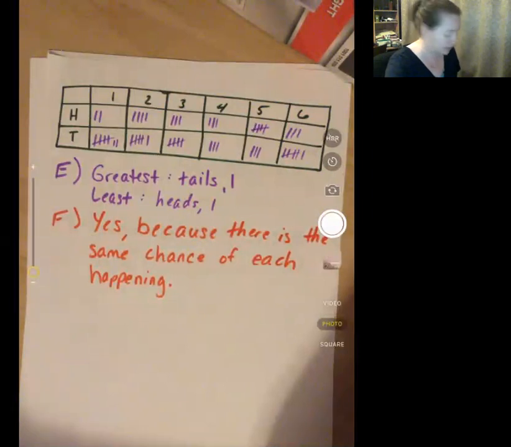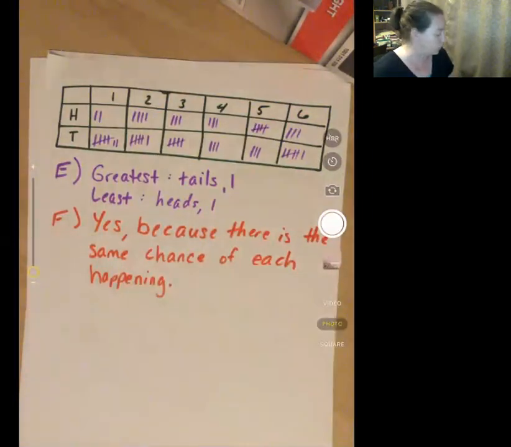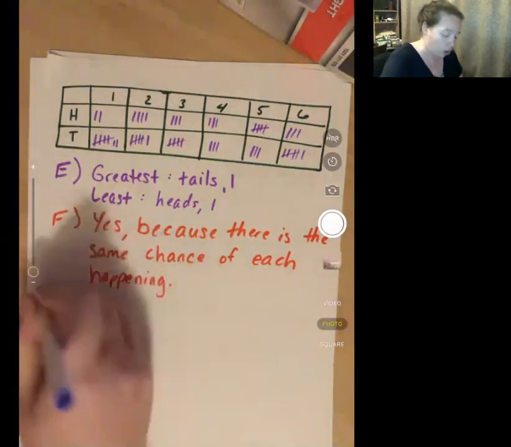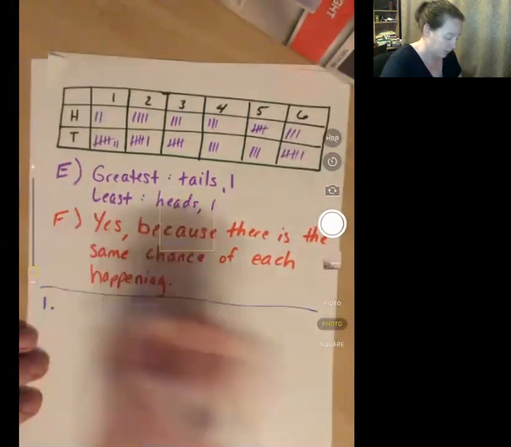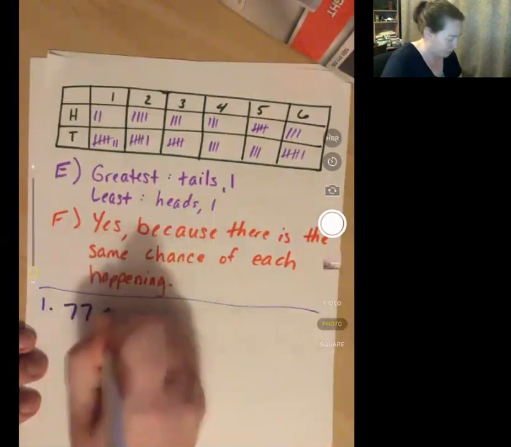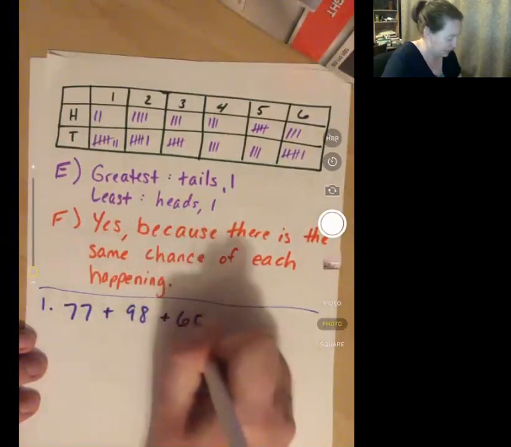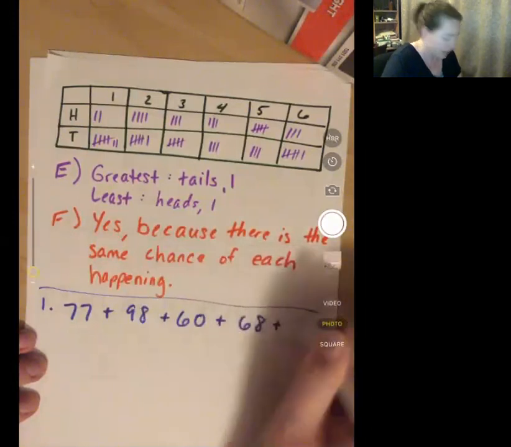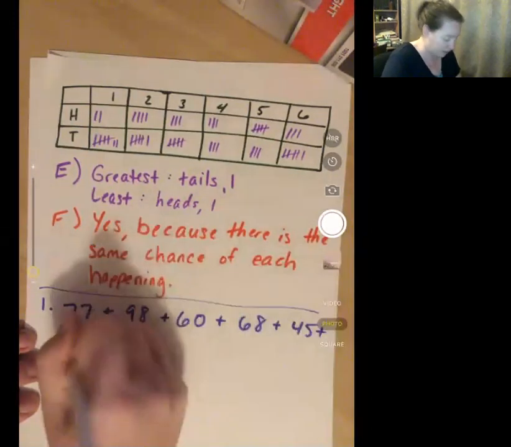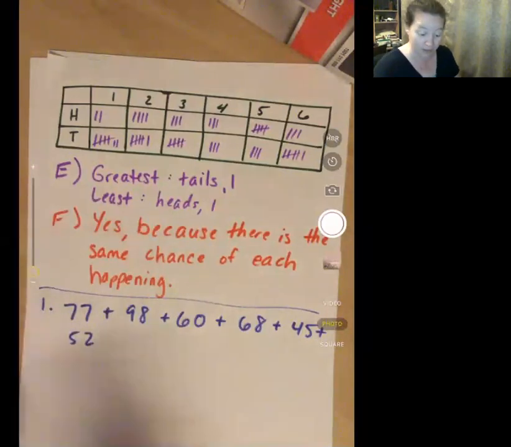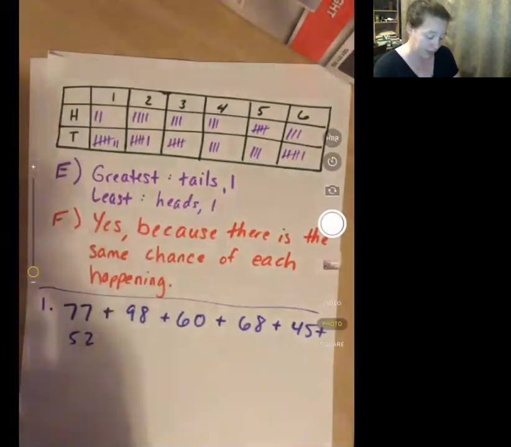Number 1 says, drink sales for an afternoon at the school carnival are recorded in this table. What is the experimental probability that the next drink is a small cola? Okay, so we have to add all the numbers. So we have to do 77 plus 98 plus 60 plus 68 plus 45 plus 52. I am getting out my calculator. I am not doing this myself.